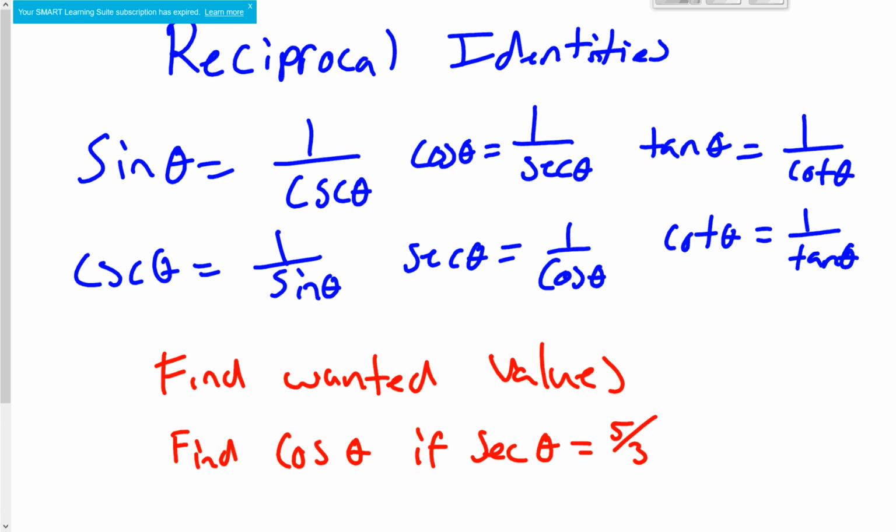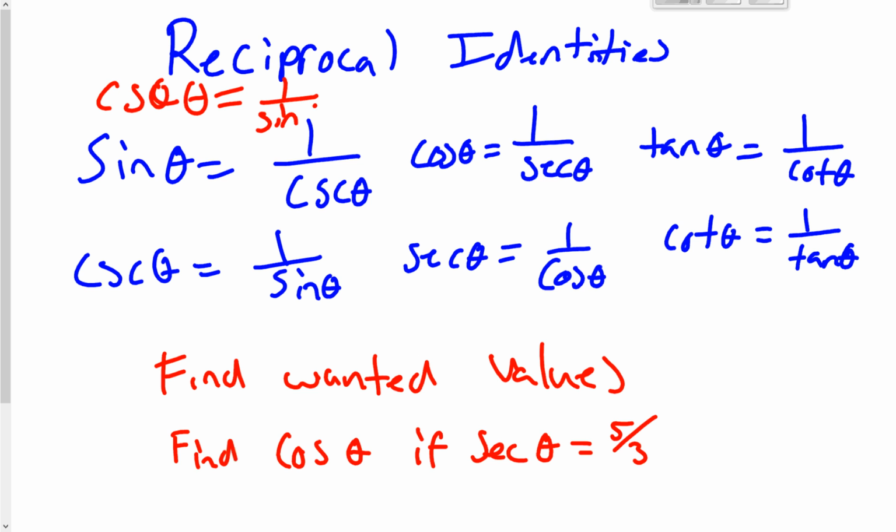And you can also rewrite them the other way, right? So for instance, if I have cosecant of theta, it equals 1 over sine of theta. And this comes in handy because I don't have cosecant and I don't have secant or cotangent in my calculator, but I do have sine, cosine, and tangent. So these reciprocal functions will come in handy.